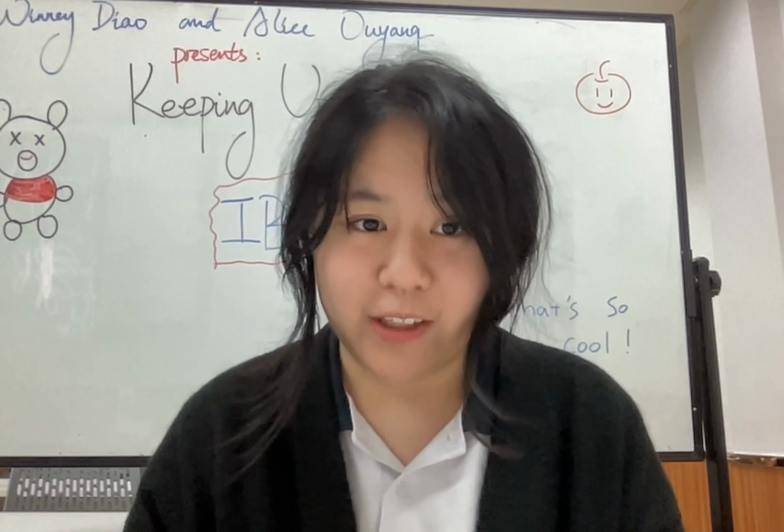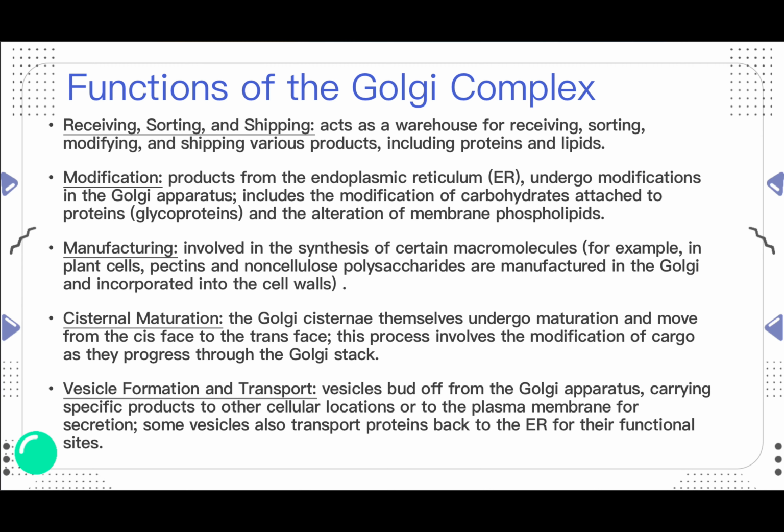Now, back to the function of the Golgi apparatus. The Golgi apparatus is responsible for receiving, sorting, and shipping. It acts as a warehouse for receiving, storing, modifying, and shipping various products, including proteins and lipids. It's also responsible for modification, which I mentioned earlier. Products from the endoplasmic reticulum, such as proteins, undergo modification in the Golgi apparatus. This includes the modification of carbohydrates attached to the proteins, so glycoproteins, and the alteration of membrane phospholipids.